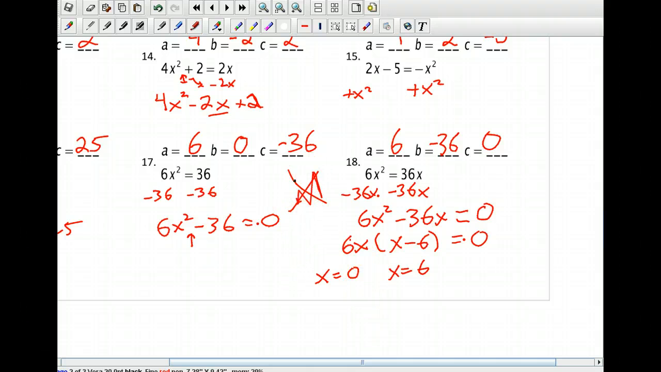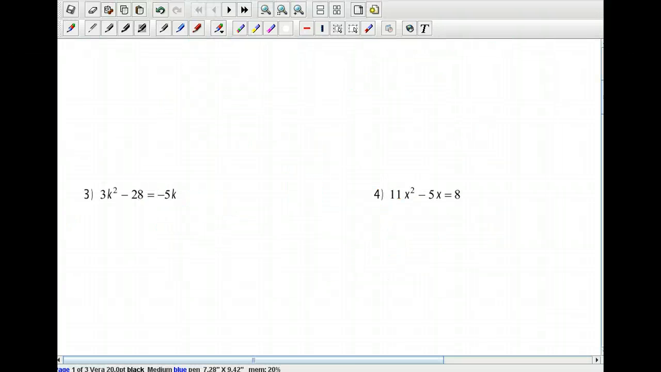Cannot use the x here because we don't have a c value. Usually you multiply a times c, but if c is 0, it doesn't work. Alright. So let's go over to the quadratic formula. Let's go over to that. Get it started.